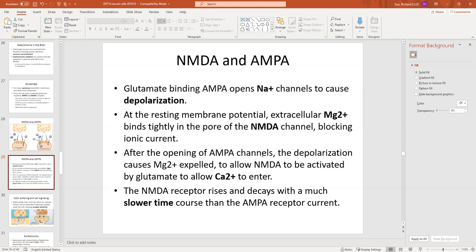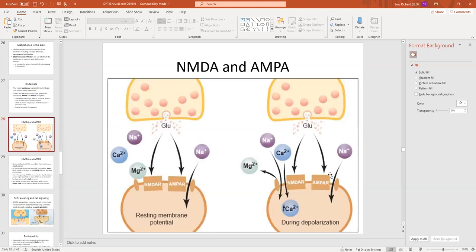AMPA first, NMDA second. So NMDA rises and decays with a much slower time than AMPA. And so this has several effects. One is that it will prolong the excitatory time. If it's only the AMPA, it opens and closes very quickly. And this one will open in two steps. Open this one first, it will trigger the next one. So the entire excitation will be prolonged.